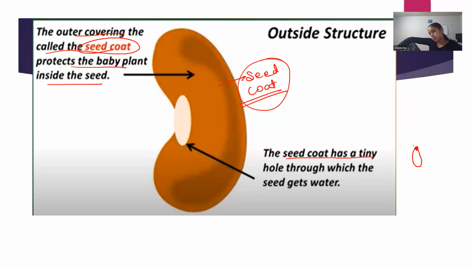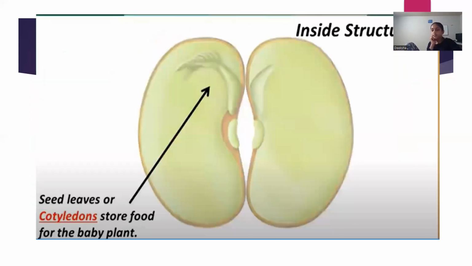So the seed coat has a tiny hole. Apple seeds also have a tiny hole at the top through which the seed gets water and through which the plant comes out when it is germinated. Is this clear?